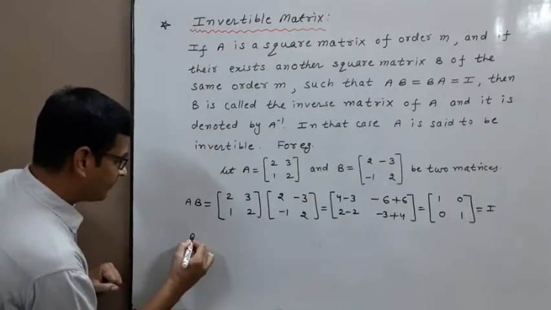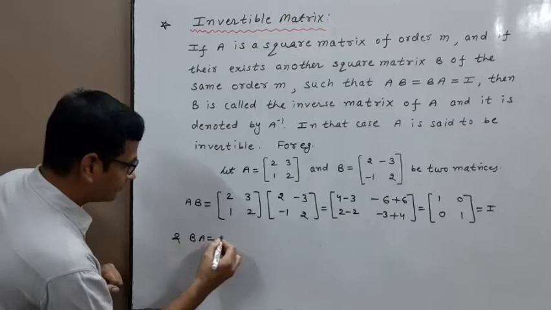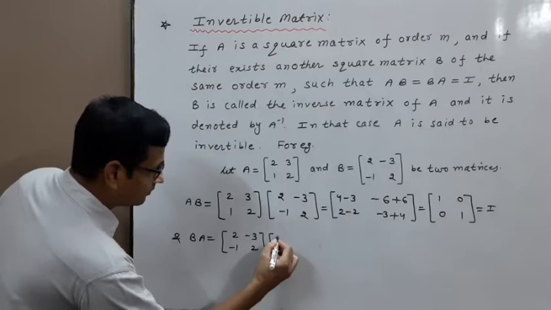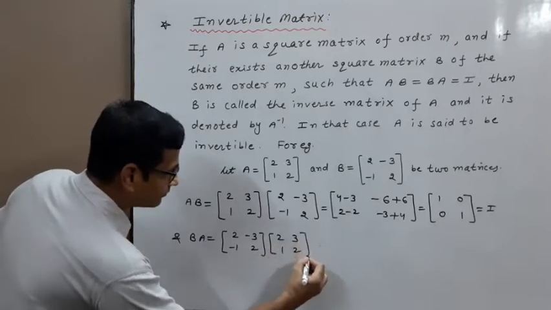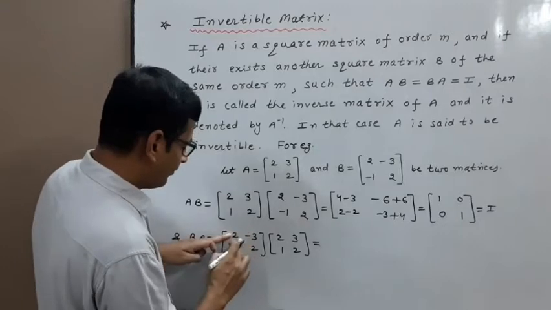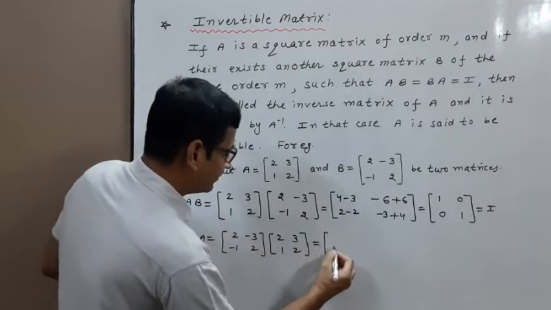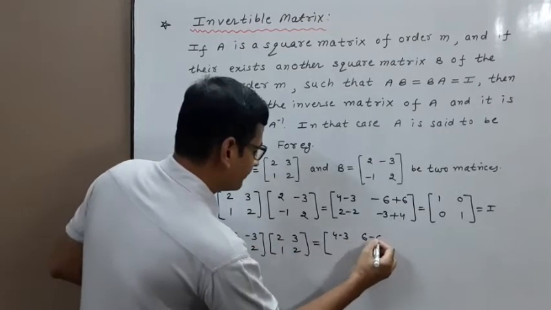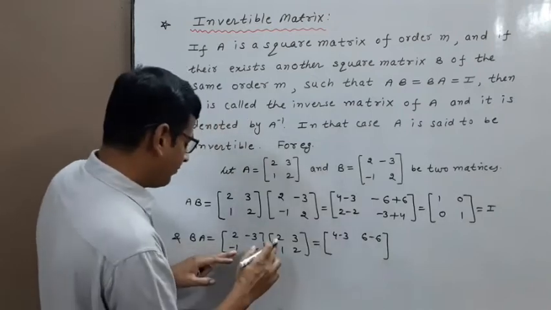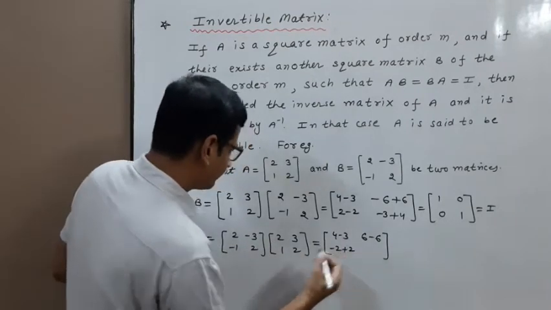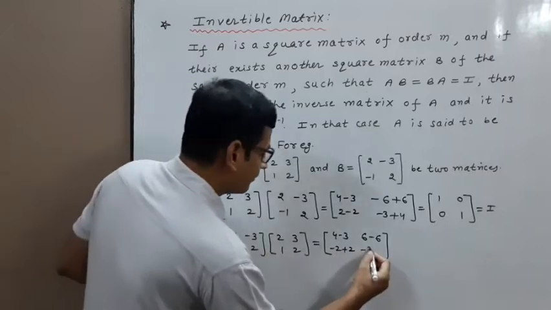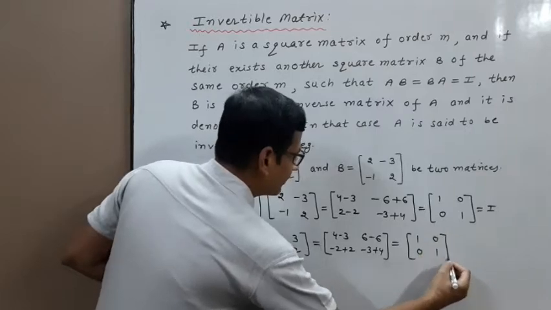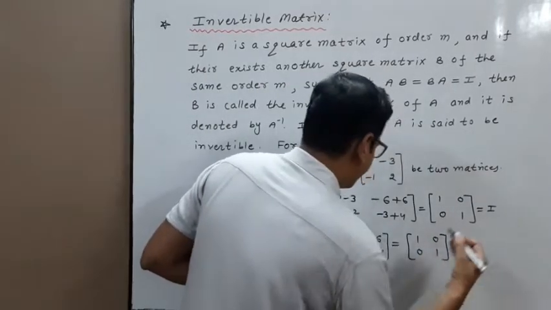Now check product of BA. 2 minus 1 minus 3 2, 2 3 1 2. Now row by column. 2 into 2 is 4 minus 3, 6 minus 6, minus 2 plus 2, minus 3 plus 4, is equal to 1 0 0 1. Again it is identity matrix.